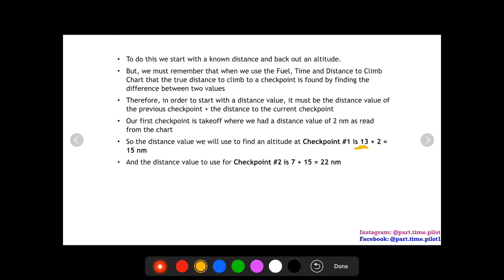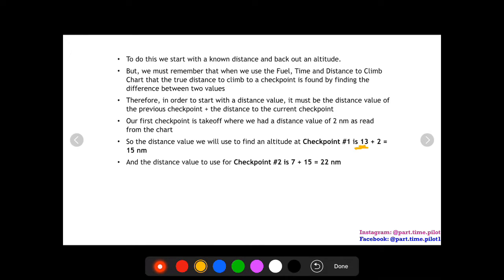When we found our total distance to climb of 28, if we were to back out an altitude of 28 using the fuel time distance to climb chart, we would not get our cruise altitude. We would get something slightly less than 7,500. But if we use the value of 30, we would back out our cruise altitude of 7,500. This is because the distance to climb was the difference between the value at 7,500 of 30 and the value at our takeoff elevation of 2.